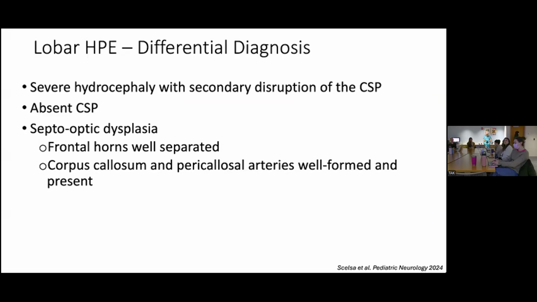Absent CSP can also be found as part of septo-optic dysplasia. And in this case, the frontal horns are well separated, and the corpus callosum and pericallosal arteries are present.